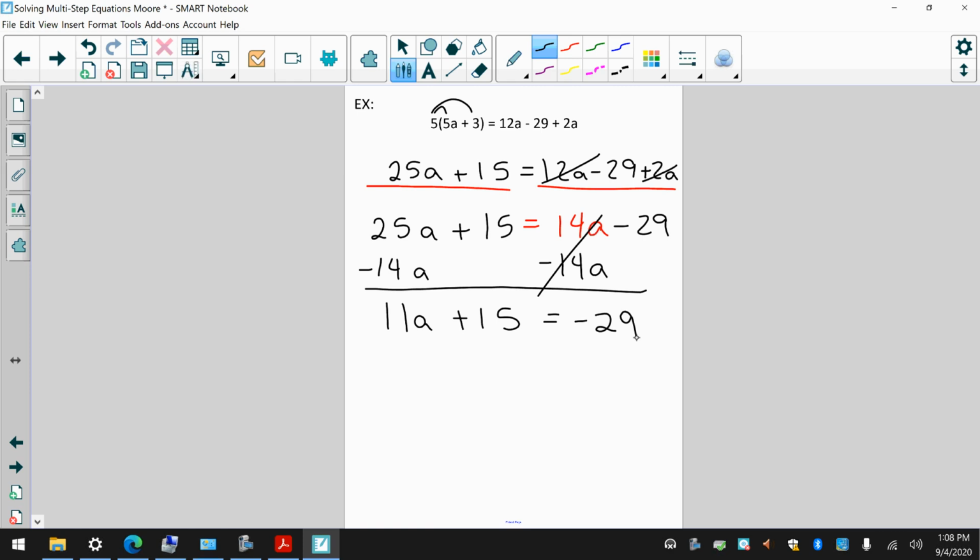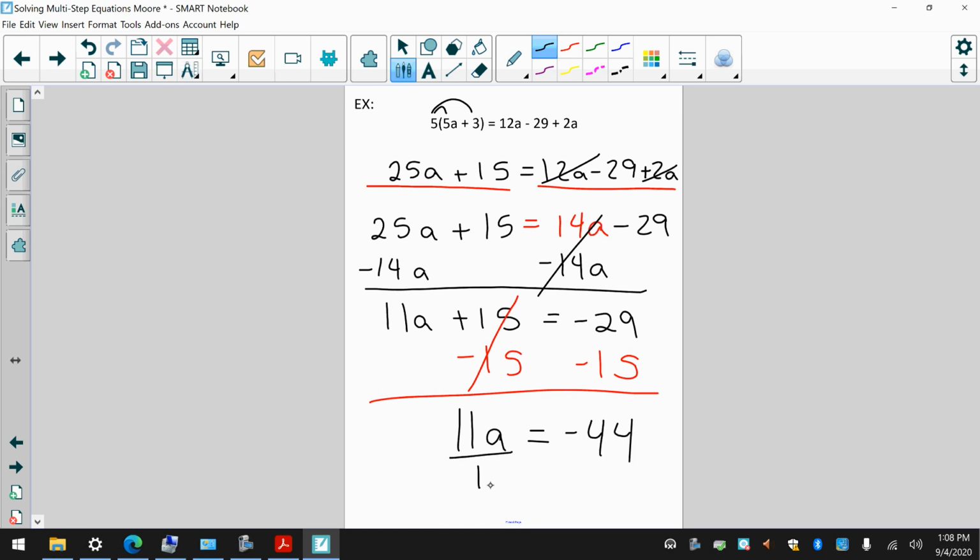And now it looks exactly like the two-step equations we just did previously. Get rid of your subtraction and addition first. So I'm going to subtract 15. So I have 11a equals negative 29 minus 15 is negative 44. Now I'm going to divide by 11. A equals negative 4. Now we have to check that.